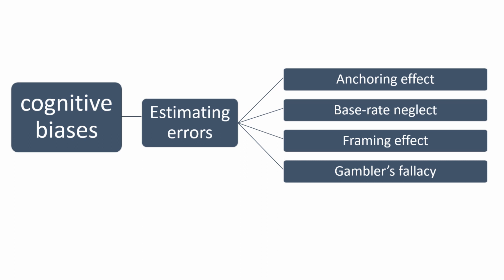Base rate neglect refers to a tendency to adopt beliefs or make decisions without taking into account what's known about the likelihood of related events. This can overlap with the influence of anecdotes. In another recording, I mentioned the example of people who won't wear seatbelts because they know someone who would have died if they'd been wearing a seatbelt when they were in a car accident. Relying on anecdotes in situations like that is also an example of base rate neglect.